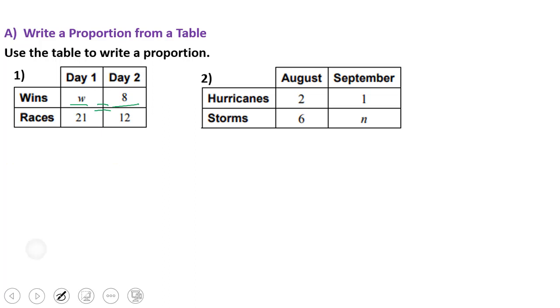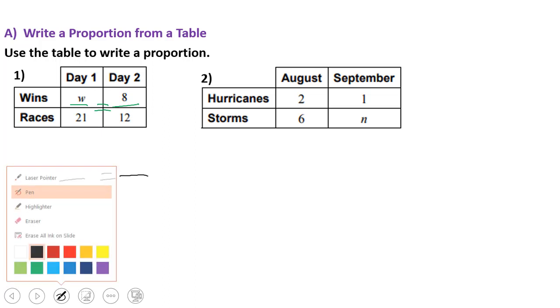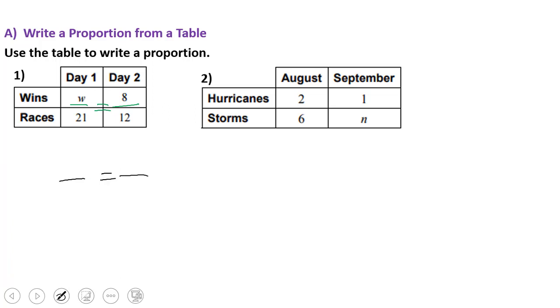So my template, 2 ratios that are equal, using the table, is set up for me pretty easily. The number of wins for day 1 to the number of races in day 1 is to the number of wins in day 2 to the number of races in day 2. So I have W over 21 is equal to 8 over 12. That's just one way. There's 7 other ways I could write that. And one of them would be with the rows.